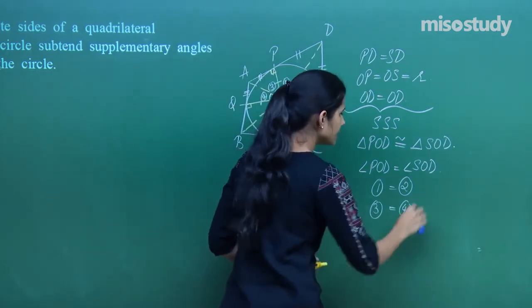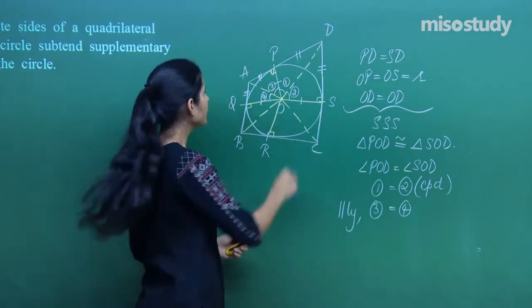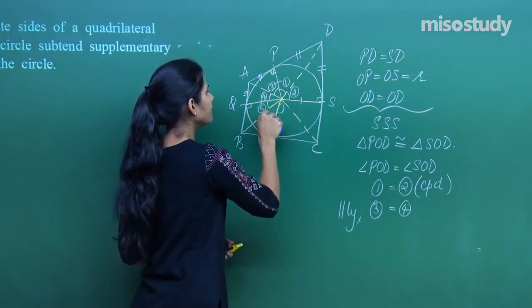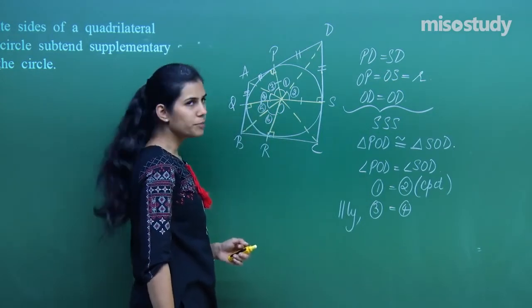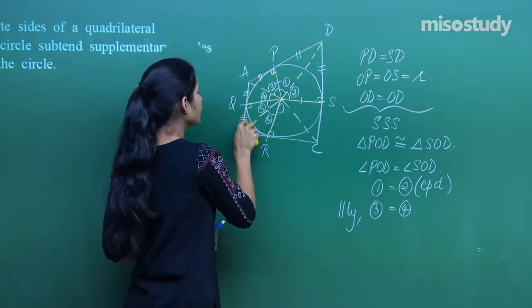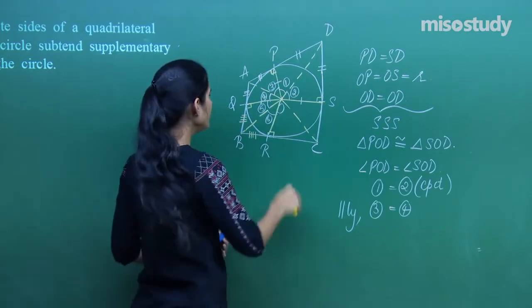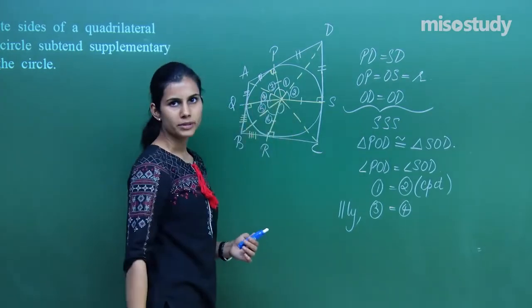Similarly, 3 is equal to 4. This is happening by CPCT, when you prove these two triangles are congruent. Exactly in a similar fashion, you will have 5 is equal to 6 when you prove these two triangles QOB and ROB are congruent, again by SSS congruence rule, because you will have QB is same as BR, tangents drawn from an external point to the circle are equal. Then OR is same as OQ because it is the radius, and OB is the common side.